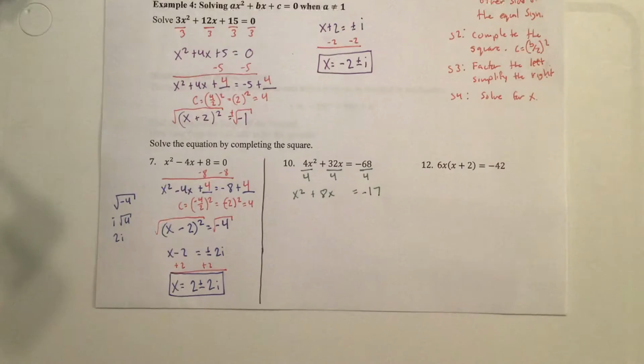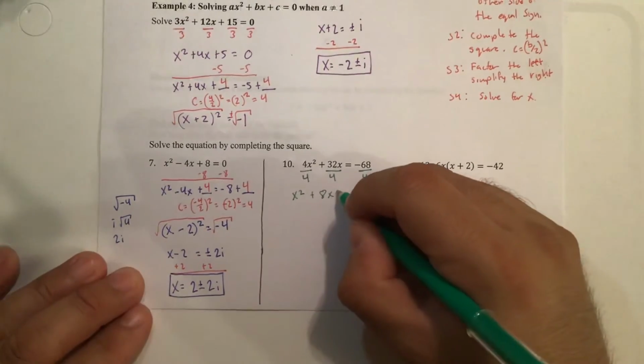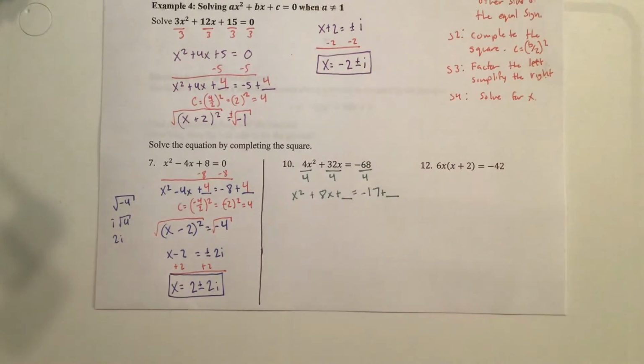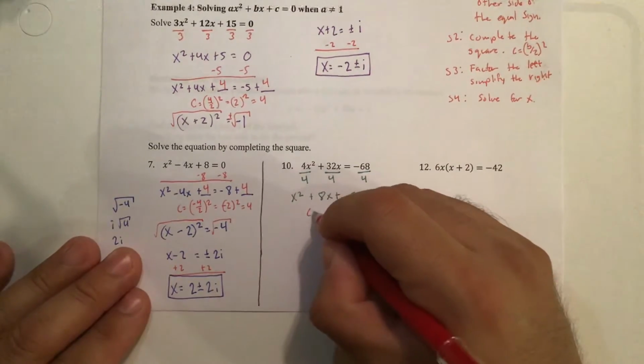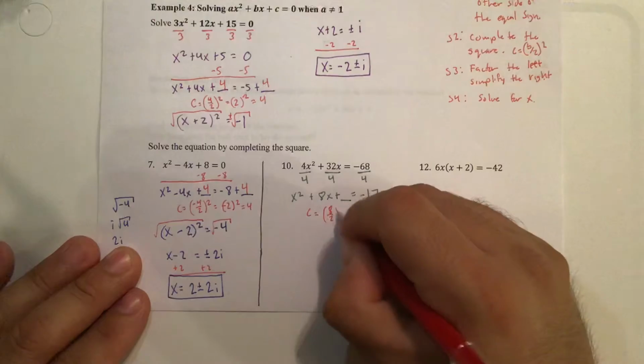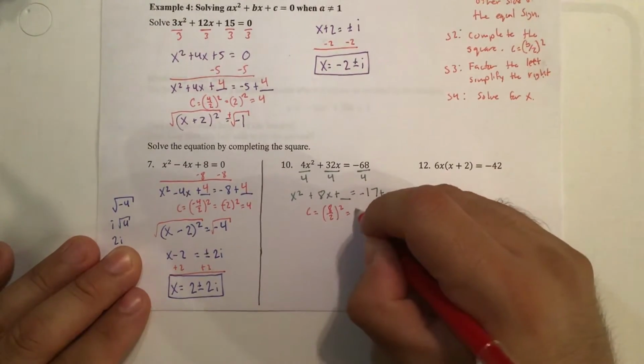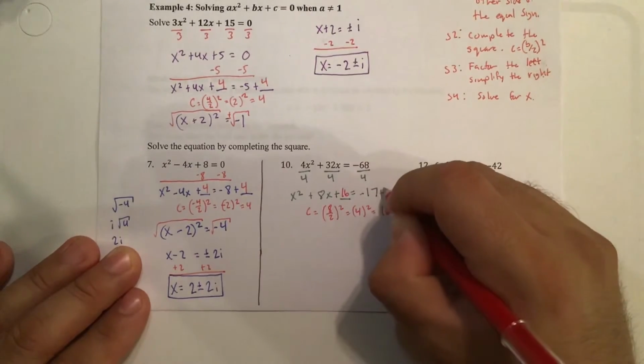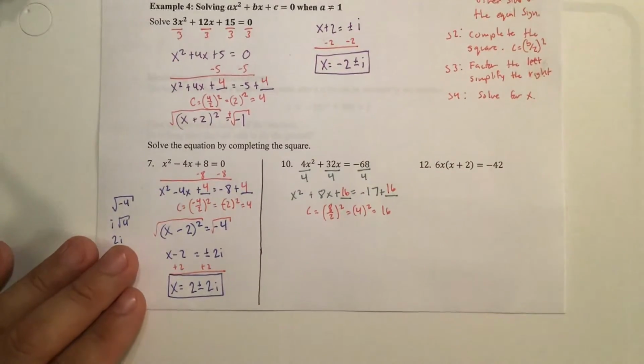Now, the thing about this one is it's actually already set up for you, right? The first step is, if a is not 1, you divide by a. Then you move the c value over. Well, the c value has already been moved over for us. So what we're going to do is add the blank because the first step was already done. We're going to complete the square. So c equals b divided by 2 squared, which is 8. 8 divided by 2 is 4. 4 squared is 16. So we had 16 here, 16 here.